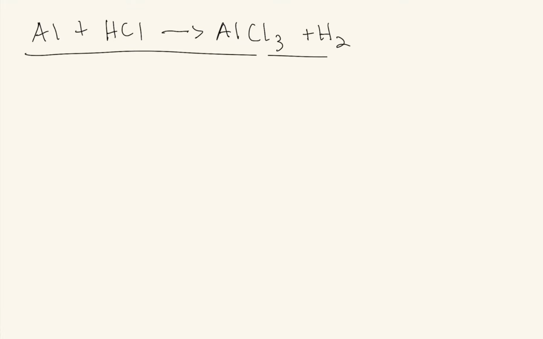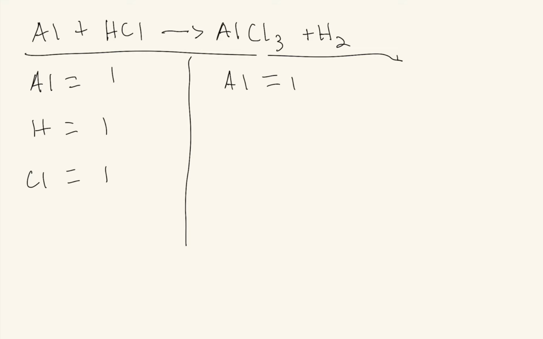We'll do Al plus HCl creates AlCl3 plus H2. To balance this chemical equation, we're going to divide this in half again. We're going to write what we have. So now we have 3 atoms on the left side, and we'll have the 3 atoms on the right side. Okay, looks like we have more of one atom on the right side than we do on the left side.